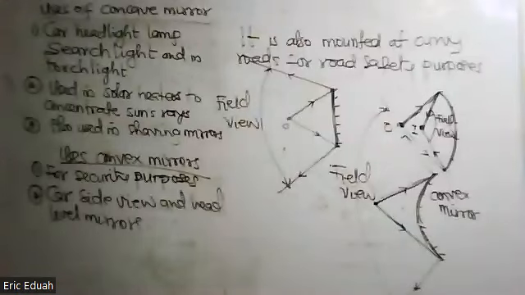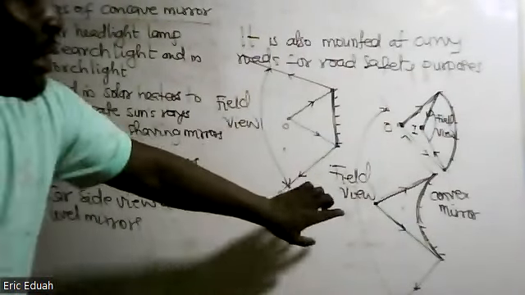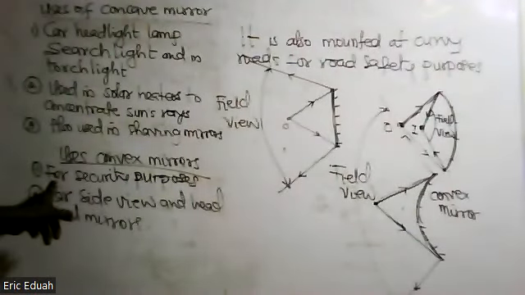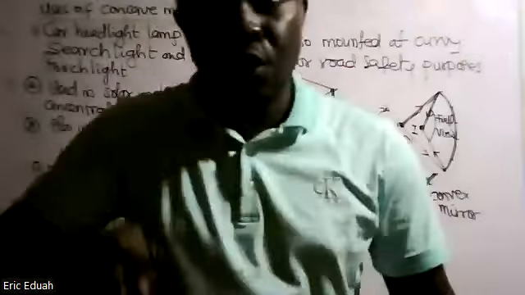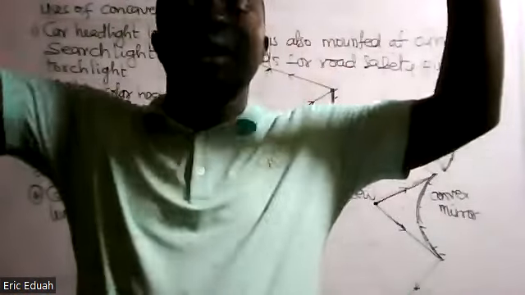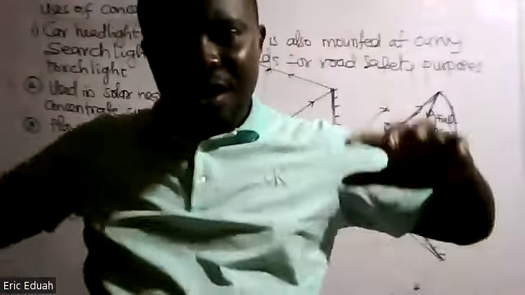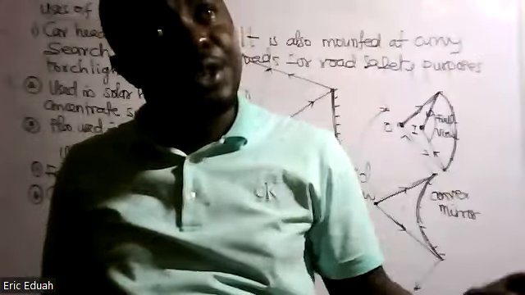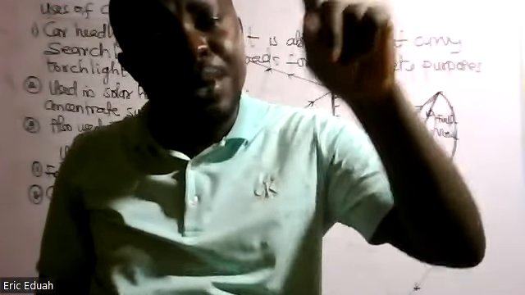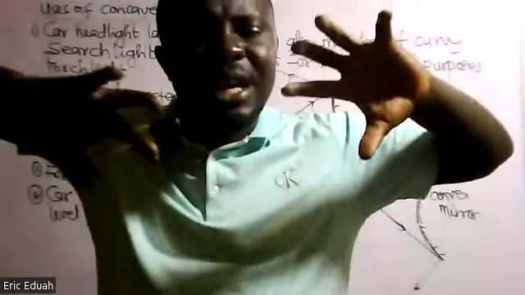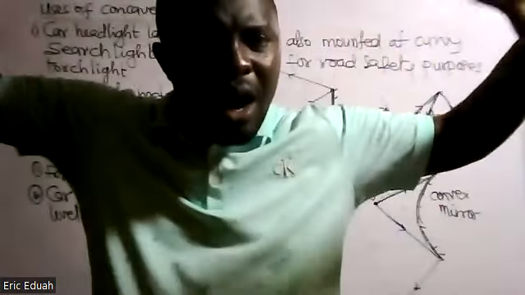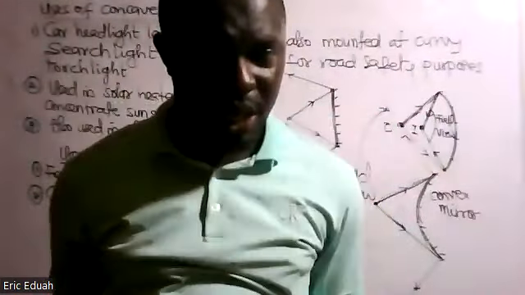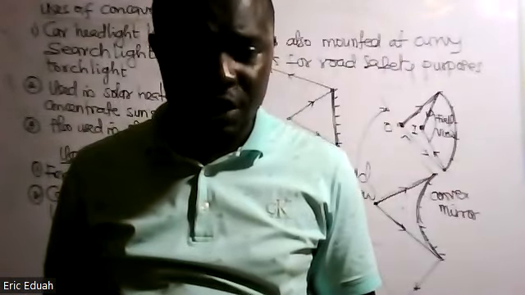I will. So because the convex mirror has a wider field of view, that is why it is used for security. If you go to the supermarket, when it is mounted at the corner, because it has the ability to give you a wider view, if somebody is there watching, the person can have a better view or a larger view of the space around. That is why it is used for security purposes.